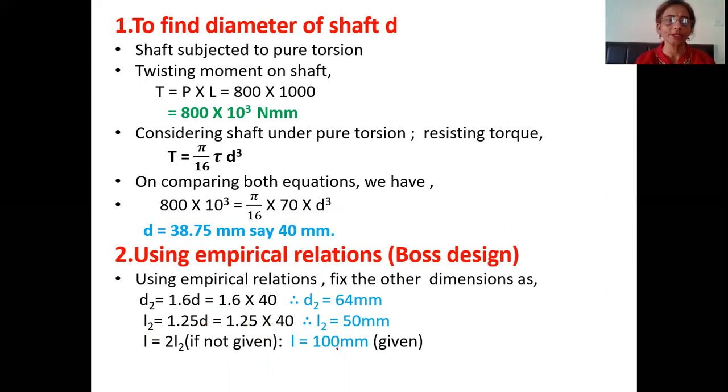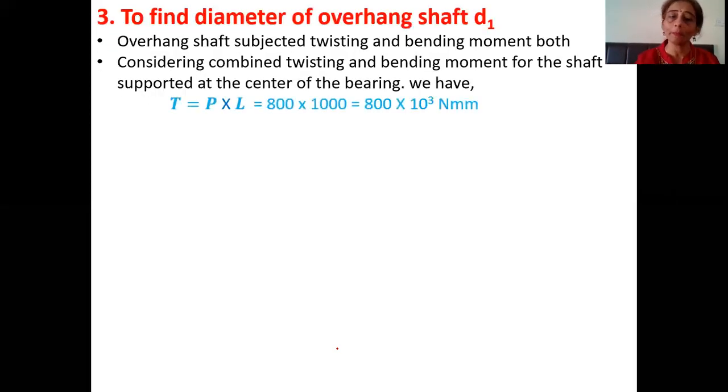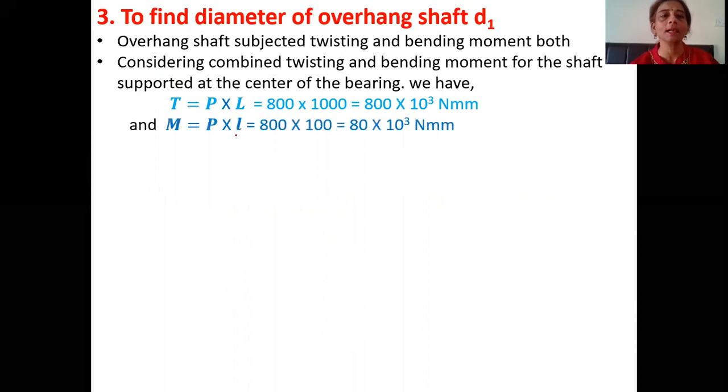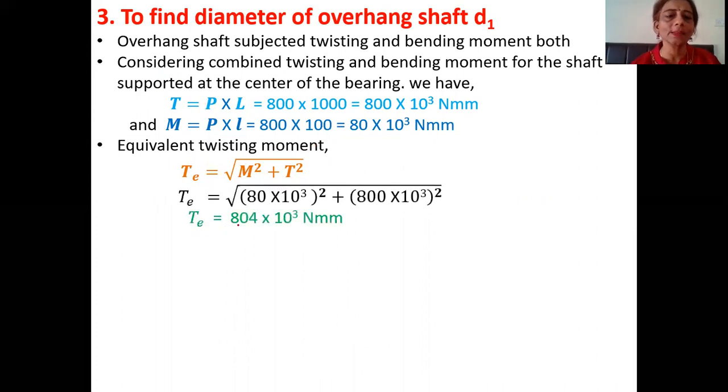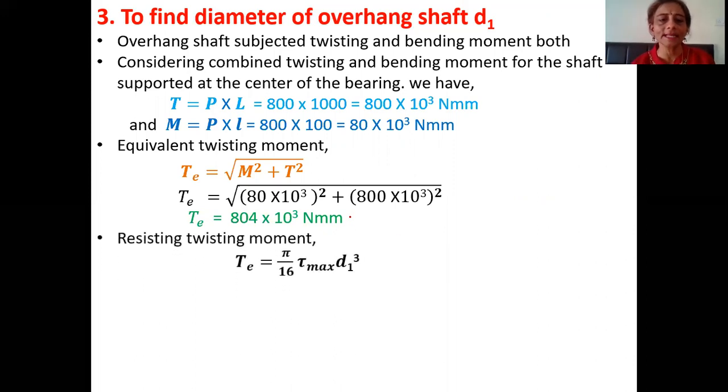The third step is to find the diameter of the overhang shaft, which is D1. It is subjected to both twisting and bending moment. The twisting moment is the same, 800 into 10 raised to 3. The bending moment is P into small l, which is 80 into 10 raised to 3 Newton mm. According to the maximum shear stress theory, we use the formula for equivalent twisting moment, substitute the values of M and T, and we get the equivalent twisting moment as 804 into 10 raised to 3 Newton mm. Now the resisting torque is pi by 16 tau max d1 cube.